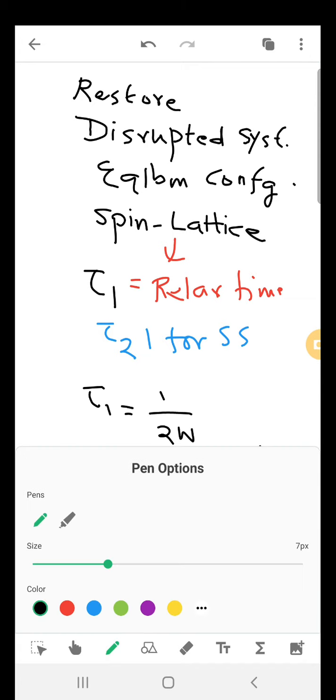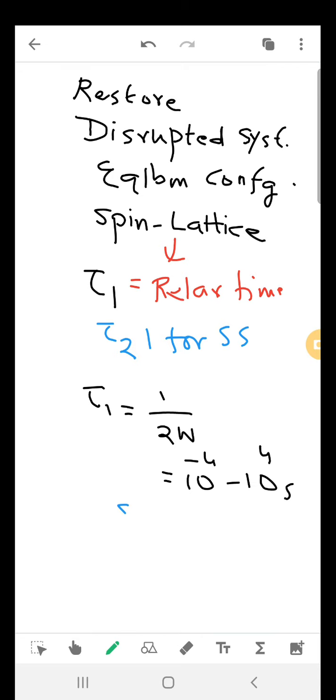Solids actually fall into the shorter side of it. For solids, it is less than 10 to the power minus 2 seconds, whereas the higher part goes for liquids and gases.